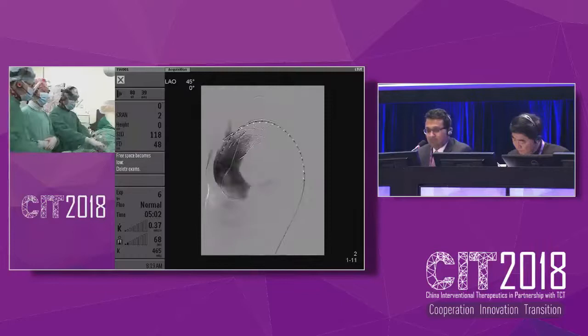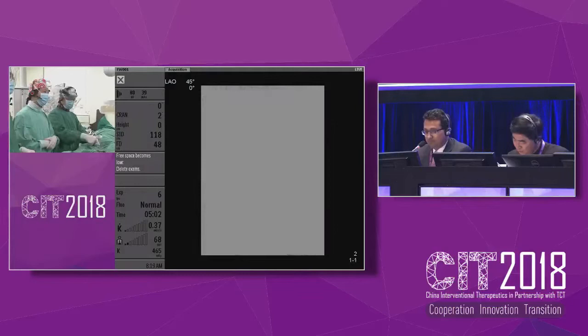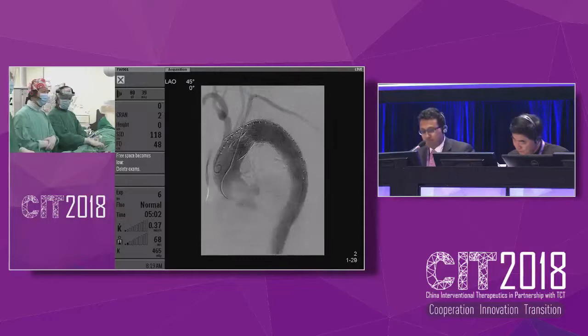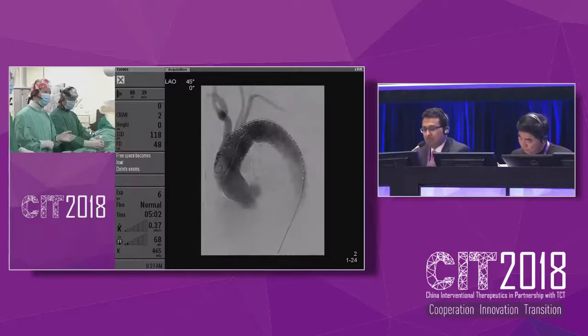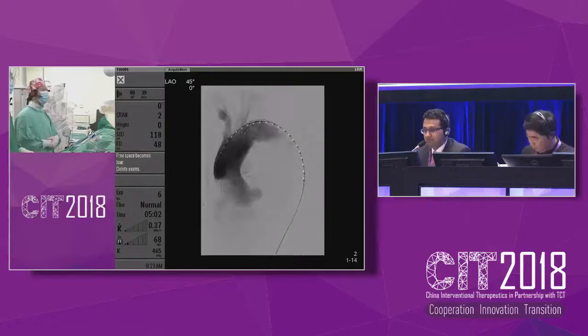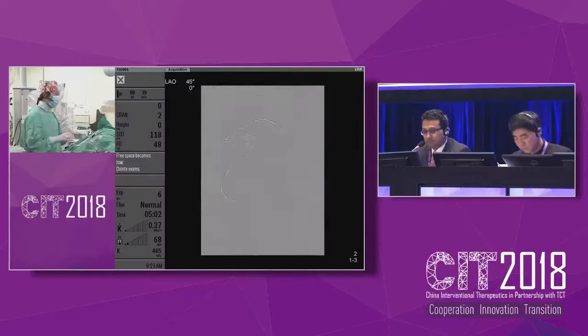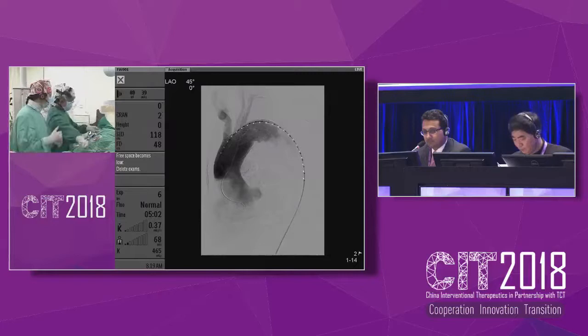What's the long-term anticoagulation or antiplatelet treatment for such cases? You mean the long-term result? Excuse me? I'm sorry, I cannot hear. What's your practice for antiplatelet therapy post-procedure? Post-procedure, we will check the blood pressures, we will check the angiogram, we will check the CT angiography. Then we can make sure about the follow-up. So that will be all.